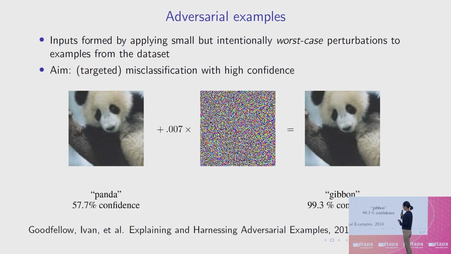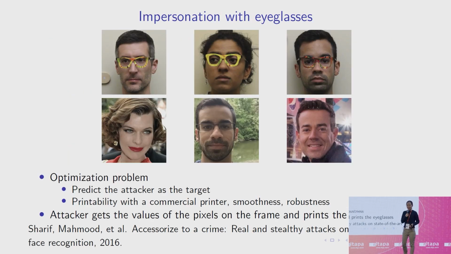In this picture, we can see that the original photo is a panda, and it's correctly classified as a panda with 57.7% confidence by the network. Then the authors showed that with a very small perturbation, we get a second picture, and for human eyes, we can't see the difference. However, the neural network misclassified it as a gibbon with 99.3% confidence. Next, I will show some realistic attacks.